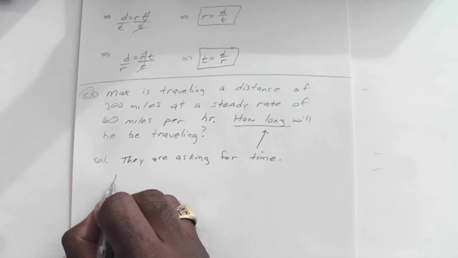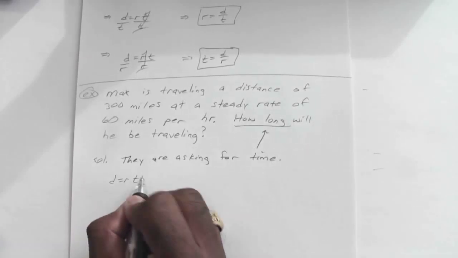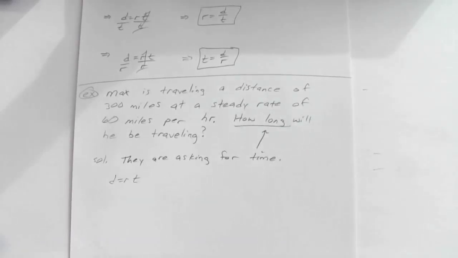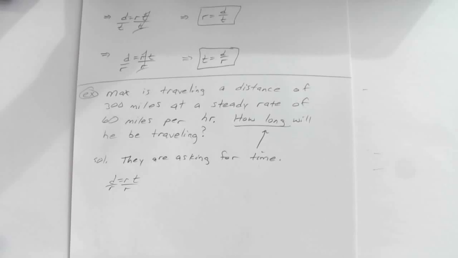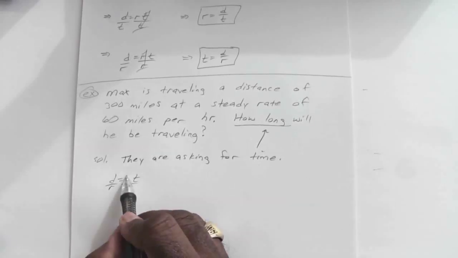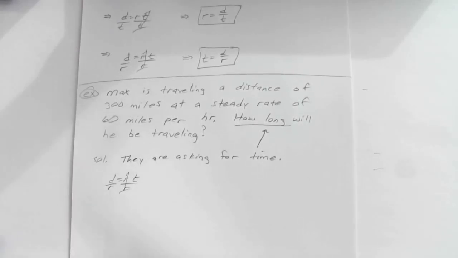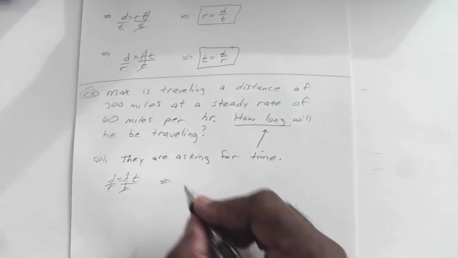Okay. So we know that distance equals rate times time. So if we want to solve for the time, we divide both sides by r. Anything divided by itself is equal to 1. So again, time is equal to distance over rate.